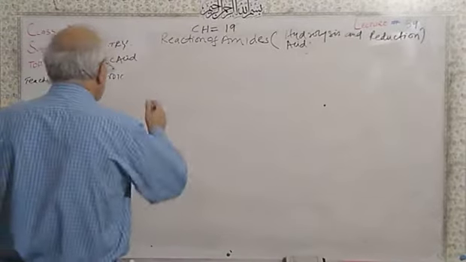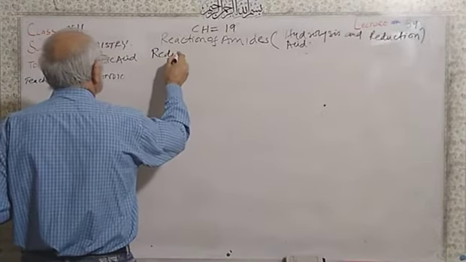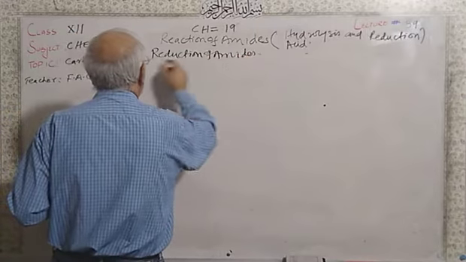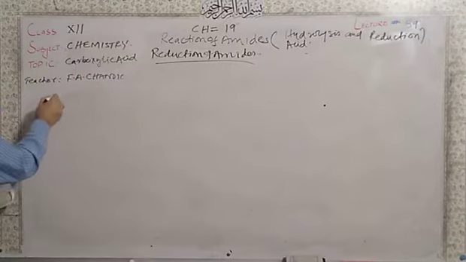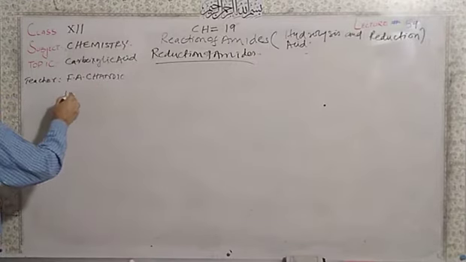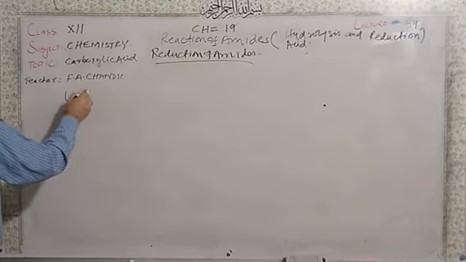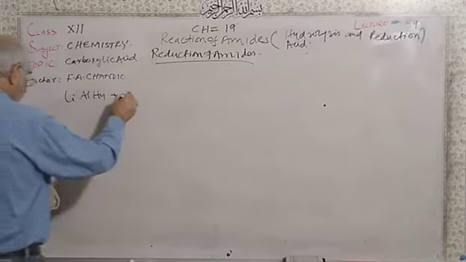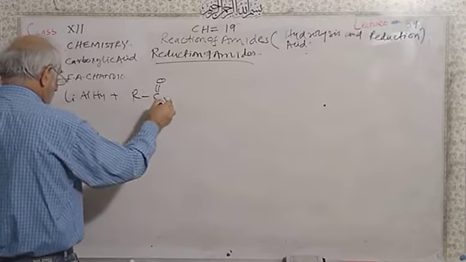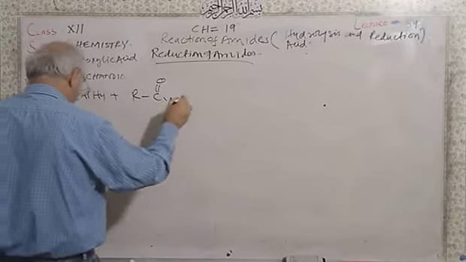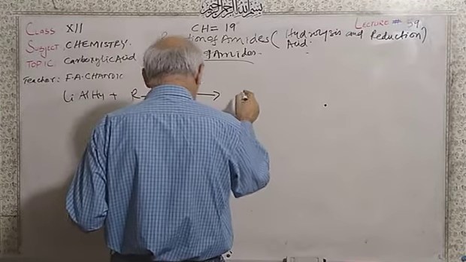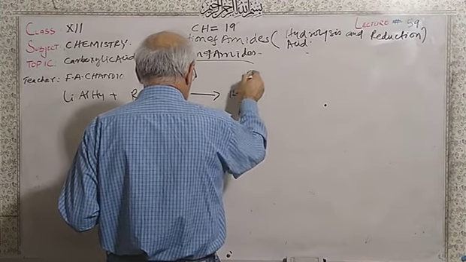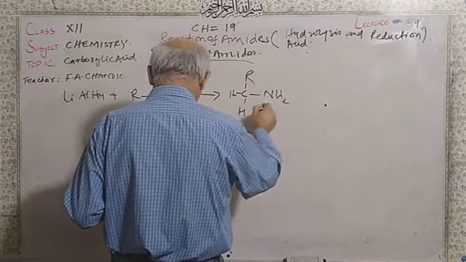Reduction of amides. In the reduction of amides, we use a very strong reducing agent, lithium aluminium hydride, which is a source of hydride ion, plus amides. This is the amide, and it leads to the formation of amines.